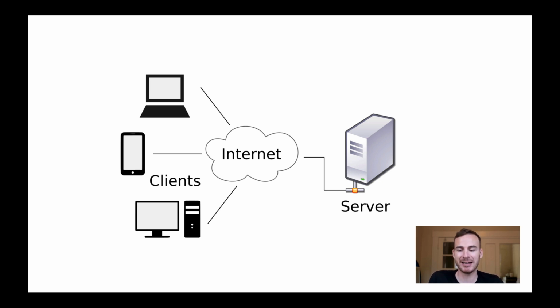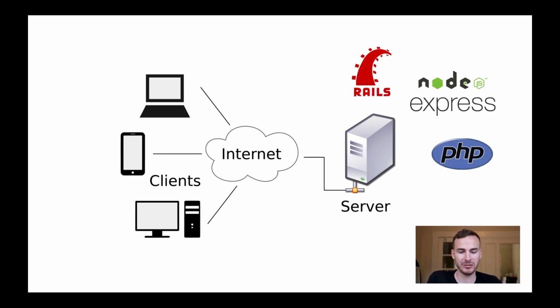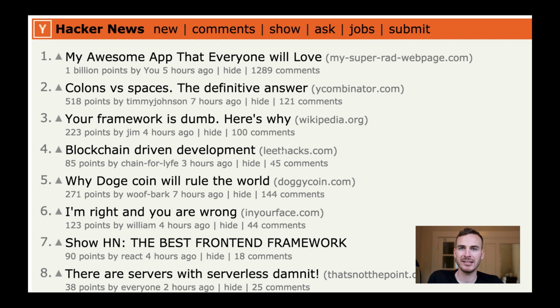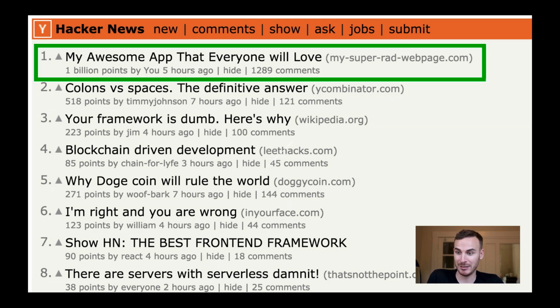So this is a typical scenario where you have clients connecting to your web server. Your application might be running in Rails, Express, PHP, WordPress, whatever it may be. It's running on a server somewhere, right? That's a computer running in a data center or in your own data center, and that's typically how it works. So what happens if we get on Hacker News and the first post, oh man, that's our awesome app that we want everyone to see. And it's number one. It's gotten 1 billion points so far and a bajillion comments. So let's actually see what this might do to our application.